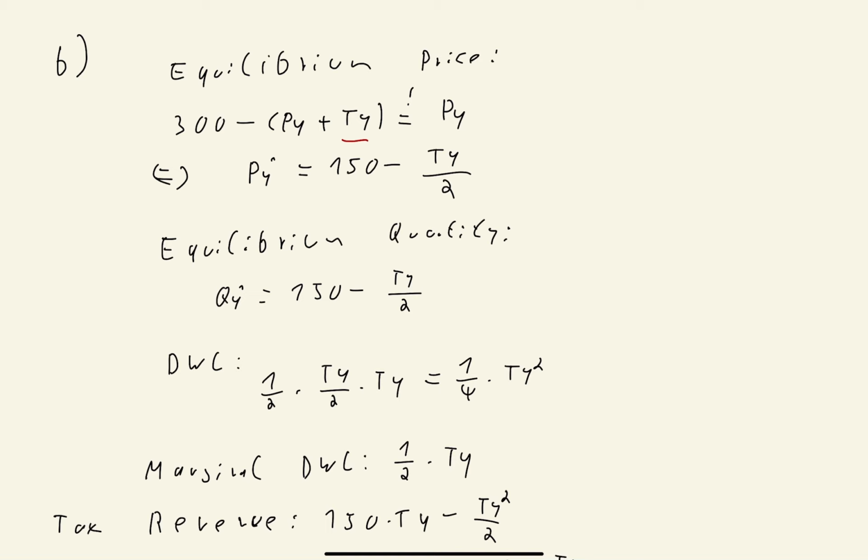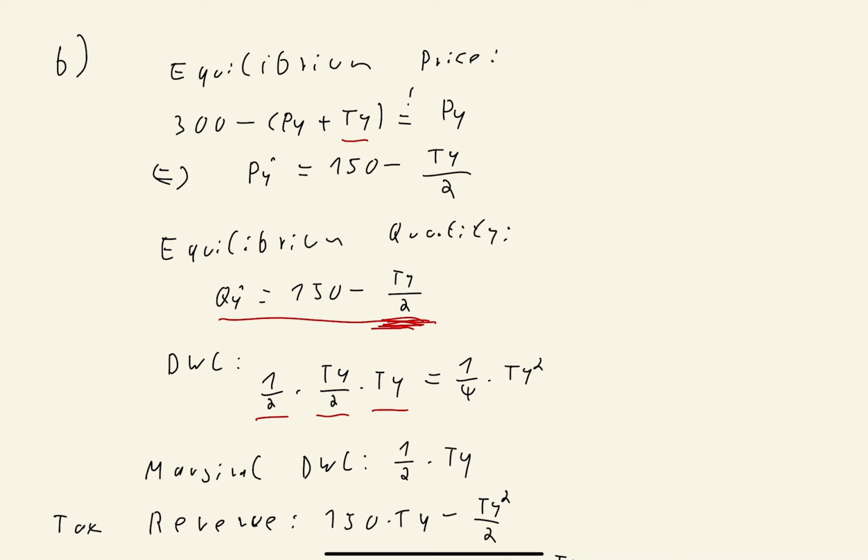Then plugging this into the supply function gives us the equilibrium quantity, which is then also (150 minus ty) divided by 2. Using this, we can calculate the deadweight loss, which is 1/2 times the tax times the quantity change due to the tax, which is here as well ty divided by 2. For product X, it was tx divided by 2. Here it's basically the same because, as you can see, the change in quantity when we are increasing the taxes is the same for both products.